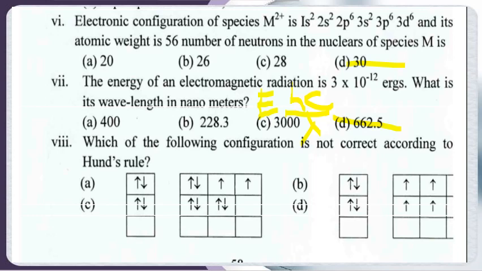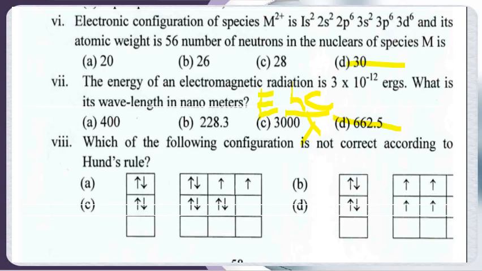Right. Now here the answer will come in meters, but you have to convert it into nanometers, as 10⁻⁹ meters is equal to 1 nanometer. So use this relation and then convert it into nanometers.